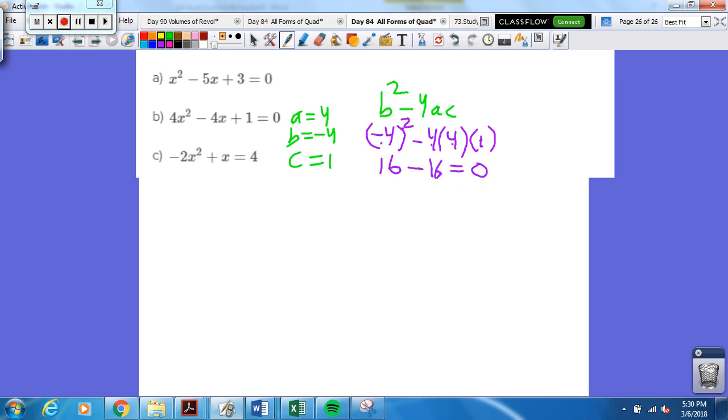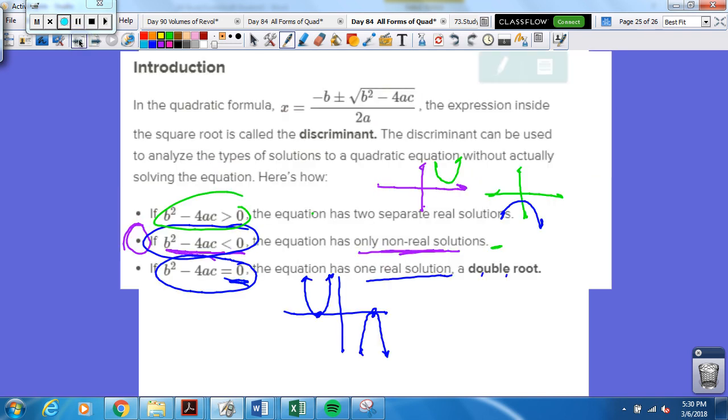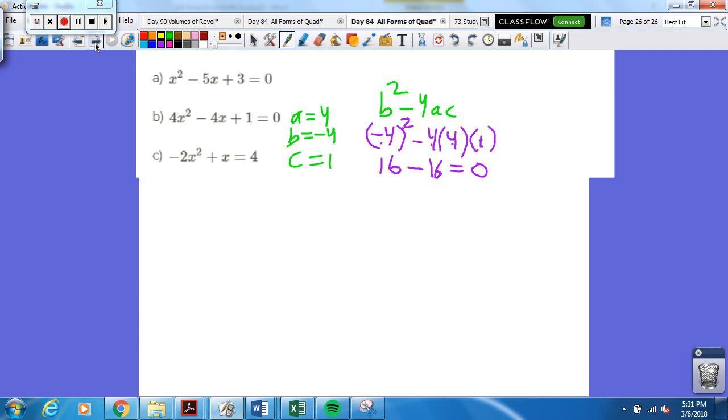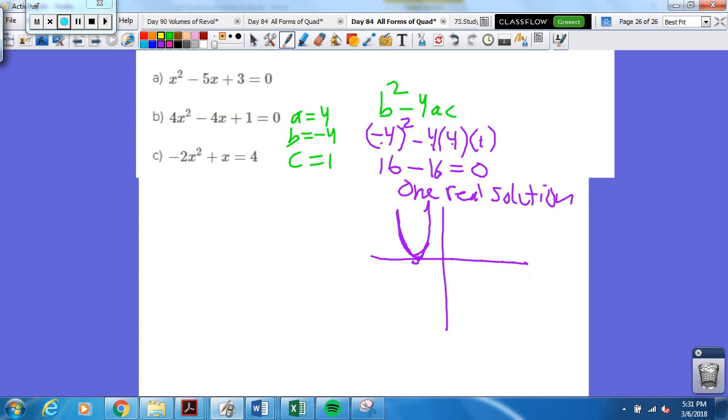And I have 0. 0, what does that mean? Do you know? Oh yeah, that's this right here. It has one real solution. Okay, so that would mean we have one real solution. So that would mean my graph is going to look something like this, where it touches the x-axis just once at the one point. Or it could look like this, or it could look like this. So all those are options where it touches the x-axis at one point.